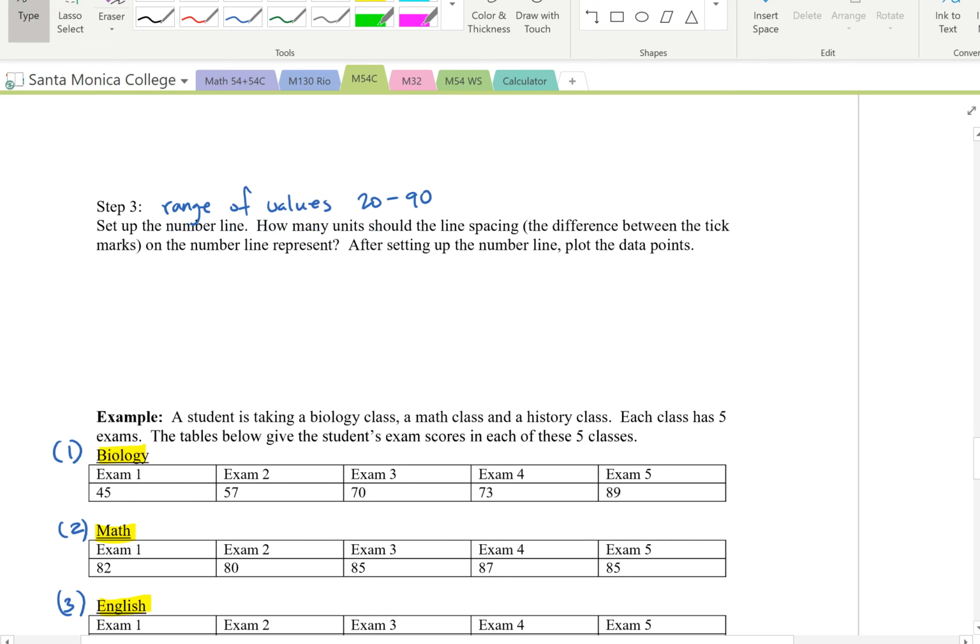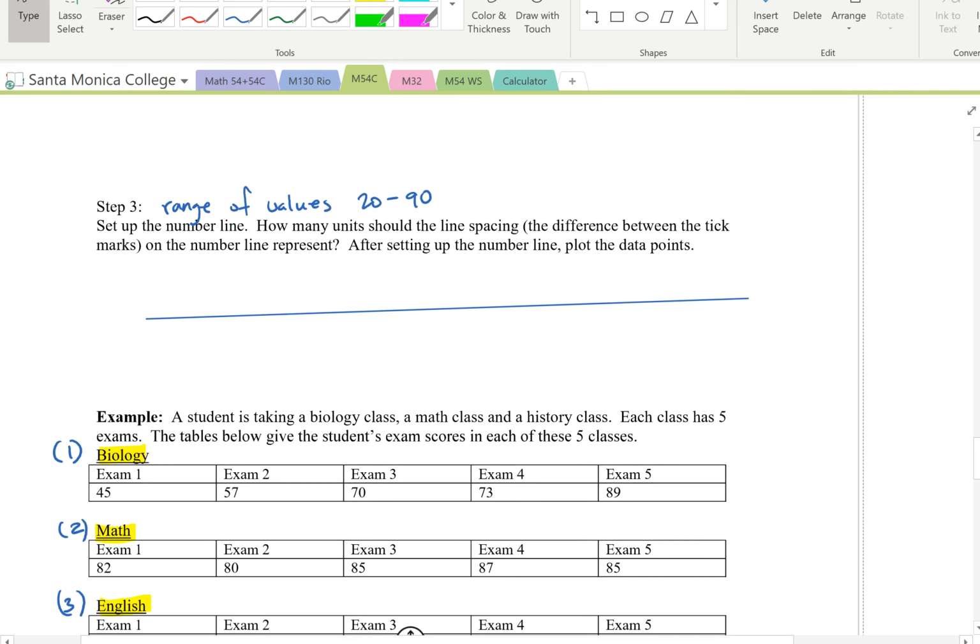So first of all, I want to use a really good spacing here. So let's draw a number line to represent what I wanted. I want it from 20 to 90. So let's draw a line first. I'm going to start with drawing a line that kind of covers the majority of the blank space here.